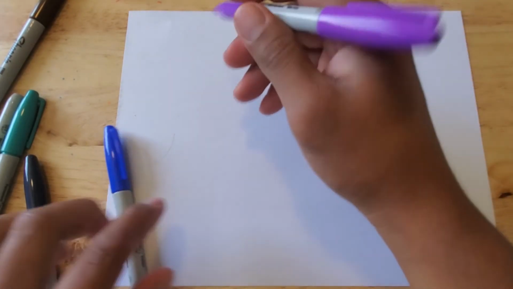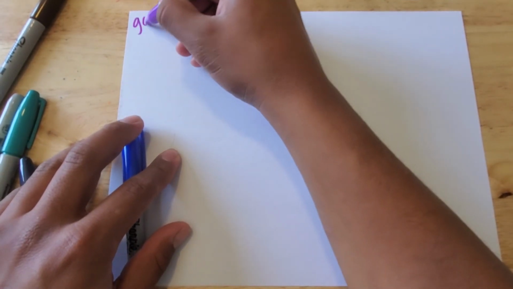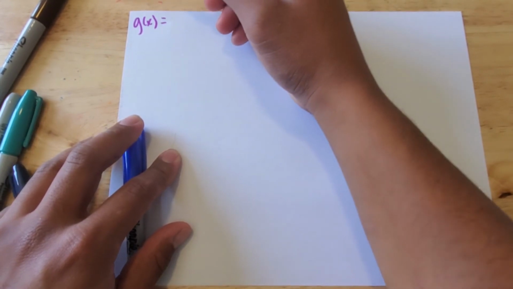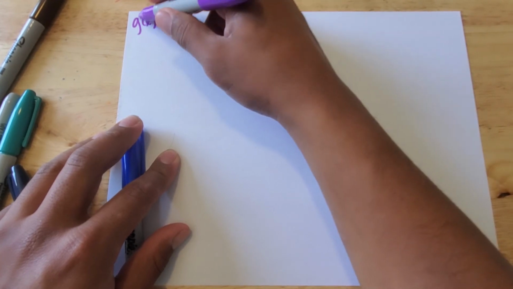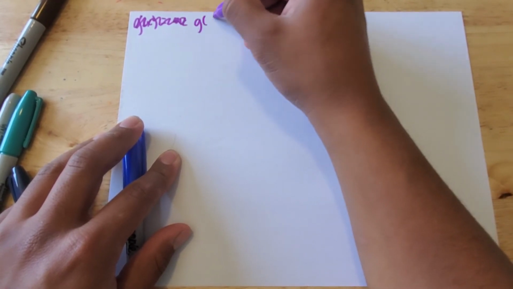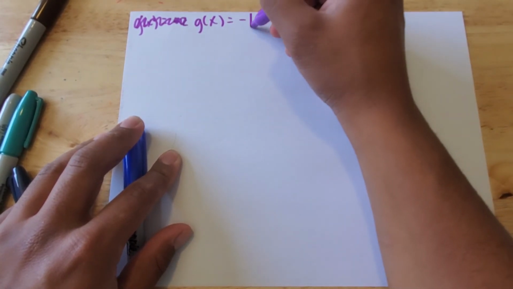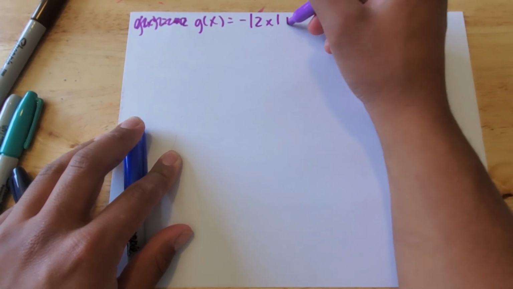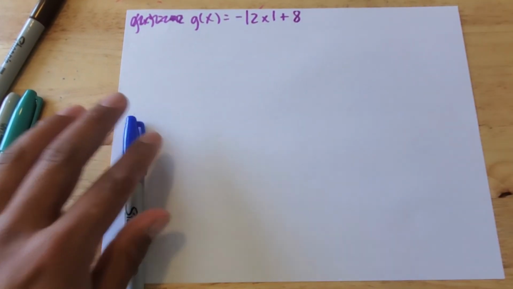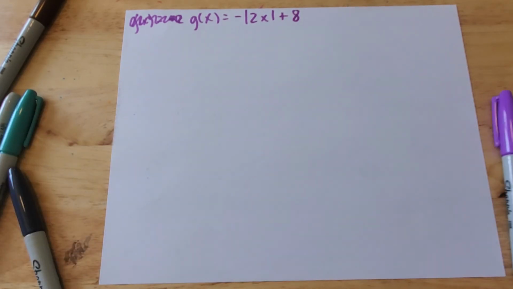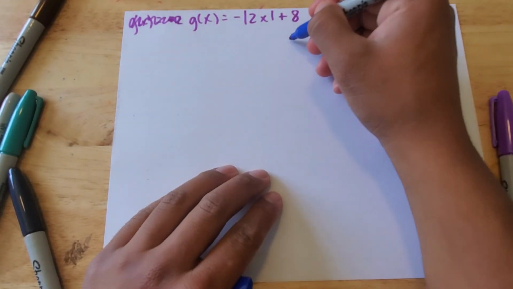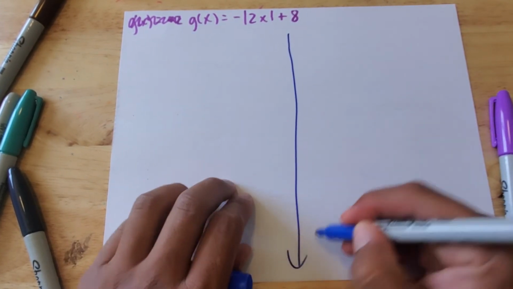So here's another example. We're going to go with g of x is equal to negative absolute value of 2x plus 8. All right, so now this is showing something multiplied inside. I want to illustrate that example. So let's start with our graph.